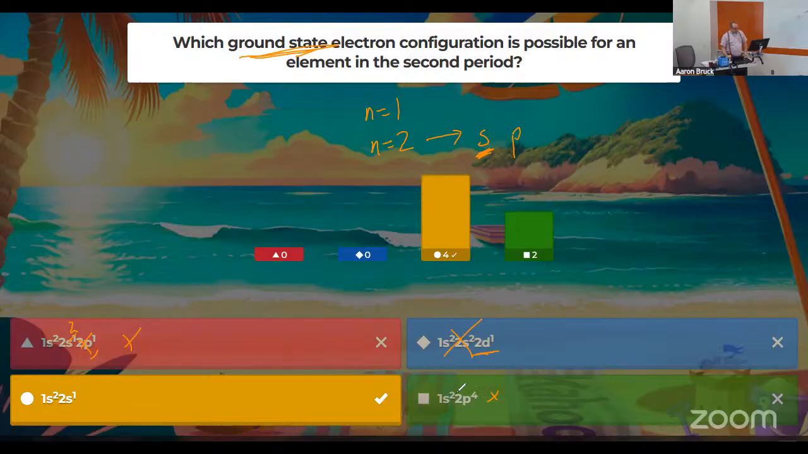And we would see the same thing here. We've skipped the s and gone straight to the p. That's not the correct order of things. So while all three of these are possible if we consider excited states, since we're being asked about a ground state, it has to be this one.